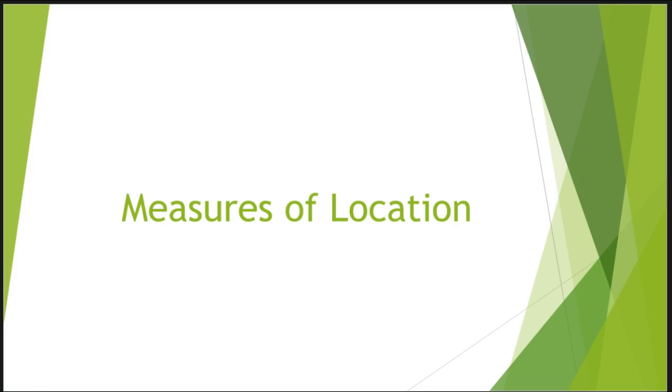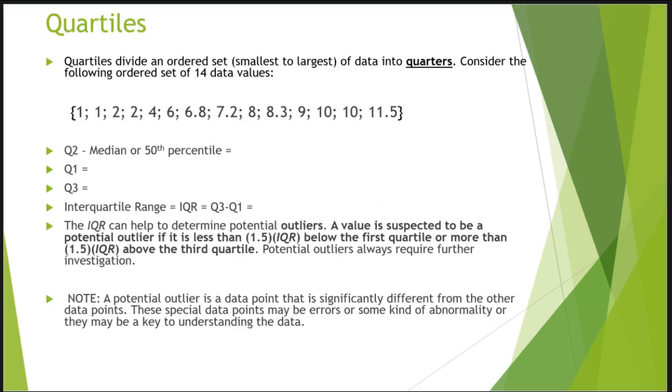In this video, we are going to discuss measures of location. Quartiles are numbers that separate the data into quarters. Quartiles may or may not be part of the data. So to find the quartiles, the first thing we're going to do is find the second quartile, which is also the median or the 50th percentile.